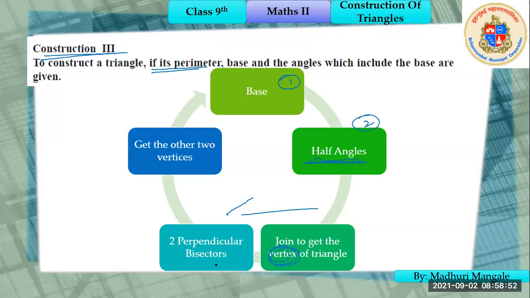Once you get the vertex, we draw perpendicular bisectors on each. We draw perpendicular bisectors on each, and that gives us two vertices. Okay, vertices on the base, and that is how we complete the construction. Two vertices on the base and then joining them to the top vertex, that completes the construction.